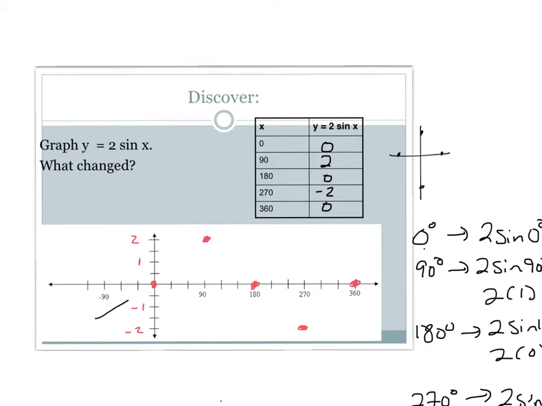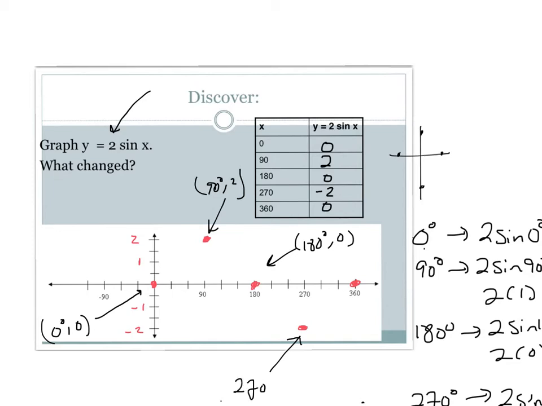So this point right here is 0 degrees, 0. But at this point we're at 90 degrees, 2. At this point we're at 180 degrees, 0. That didn't change, and notice we got this number that's in front, so it looks like we're getting a little bit bigger here vertically. This one's 270 degrees, negative 2, and this one is 360, 0. So I'm going to go ahead and trace my graph.